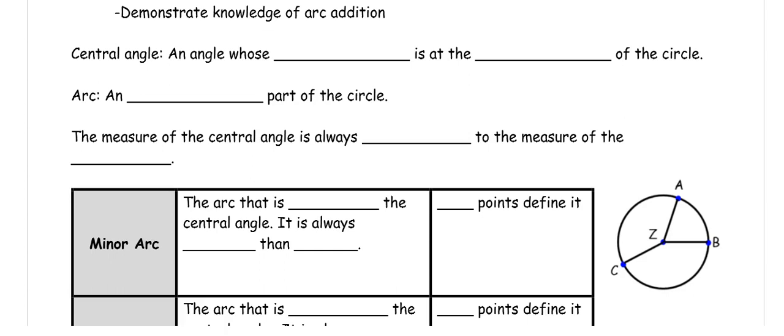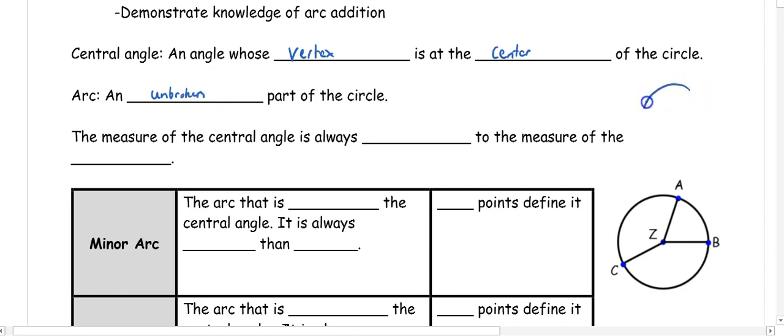Remember, a central angle is an angle whose vertex is at the center of the circle. An arc is an unbroken part of the circle. In a circle here, we have our center point. If we have our central angle, the part of the circle that's intercepting is going to be called the arc. Now, the measure of the central angle is always going to be equal to the measure of the arc. So if the central angle is 100 degrees, that means the arc is also going to be 100 degrees.